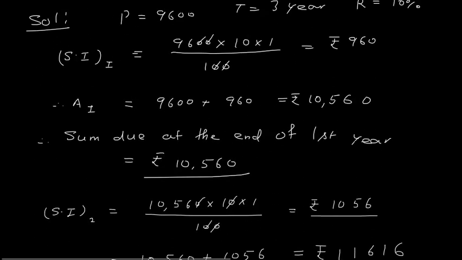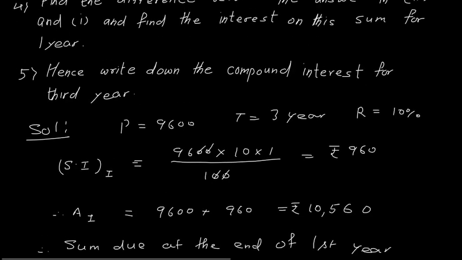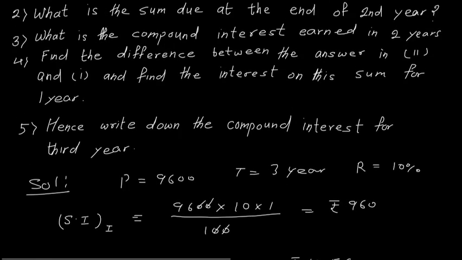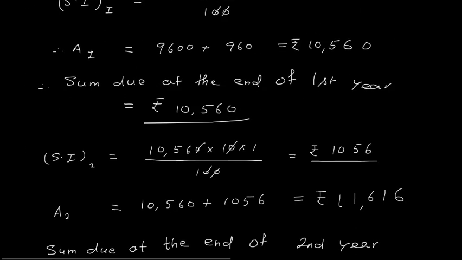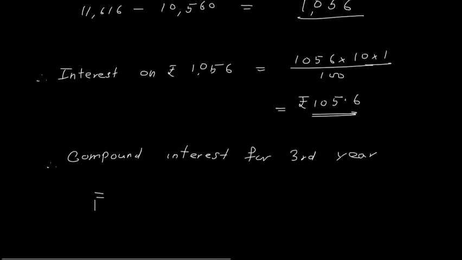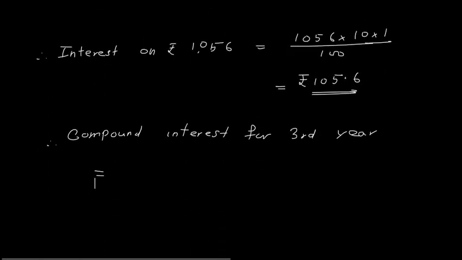So this interest on 1056 is the extra interest which I get, and on this amount 10,560 I am already getting interest of 105.6. So my total interest, compound interest for third year will be 1056 plus 105.6. So in this problem we have used a totally different approach to calculate interest for the third year.